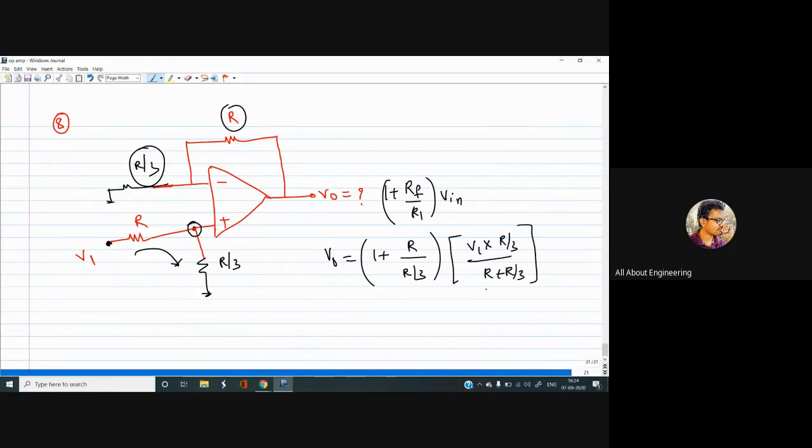That's it. Now, if you simplify this, you'll get R and R will get cancelled. So, this is 4. And this V1 into R by 3 by 3R plus R, 4R by 3. R by 3, R by 3 will get cancelled. And this 4 and this 4 will get cancelled. You will be left out with V1. So your output would be the same voltage that you are applying at this point.